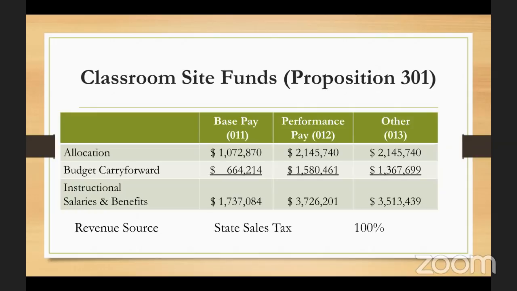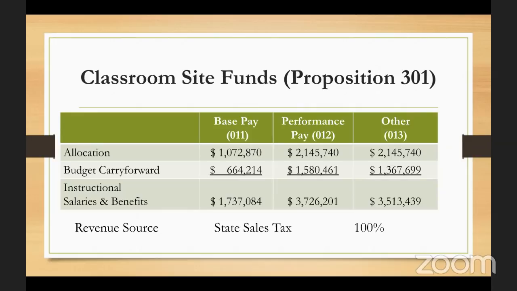So you see the allocations as presented on the first line. We do have some budget carry forward. The total amount of these budgets are only for classroom teacher salary and benefits. And in Fund 13, there are some instructional aide assistance that we pay for, but the majority of this money is for teachers, classroom teachers. The revenue source is 100% sales tax.